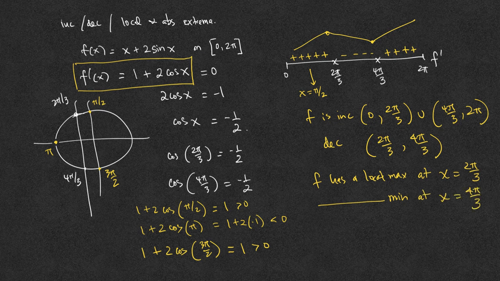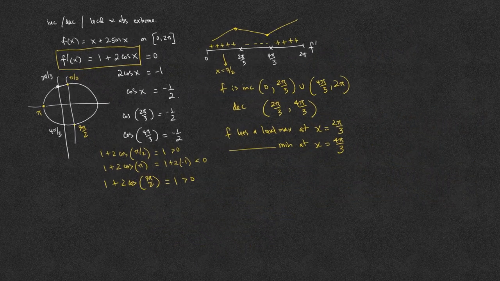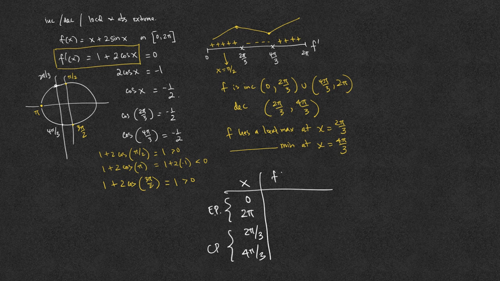To find the local maximum and the local minimum value, we would need to plug these into the given function. But since we're looking for the absolute extreme values as well, we will make a table of the endpoints, which are 0 and 2 pi, and any critical points. We found two critical points, 2 pi over 3 and 4 pi over 3.